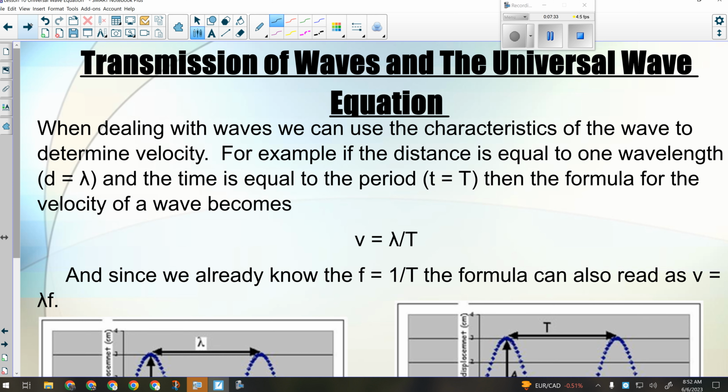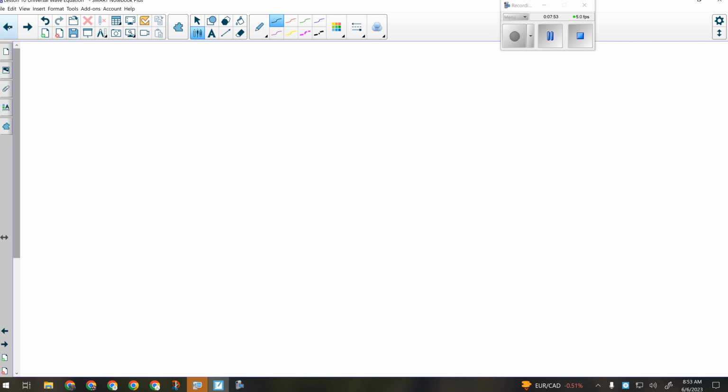If we're dealing with waves, it's easier to use the properties of the wave to calculate its speed, right? So we've got v equals lambda over T, that'll calculate it, or as it's written on your formula sheet, f times lambda. Okay, everybody good with the formula? Now, let me ask you this. I'm going to go back to this blank page.